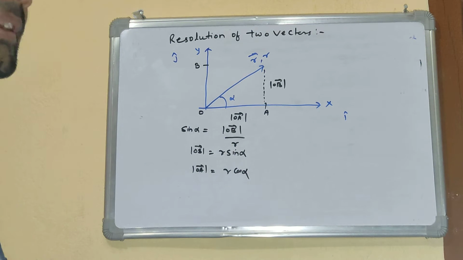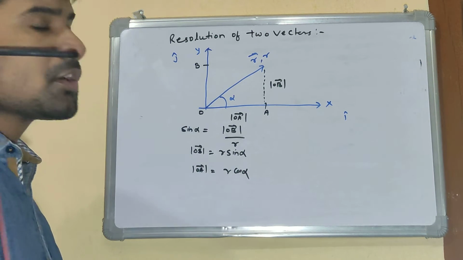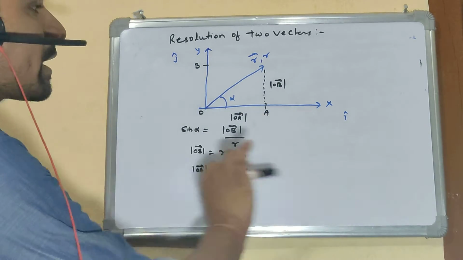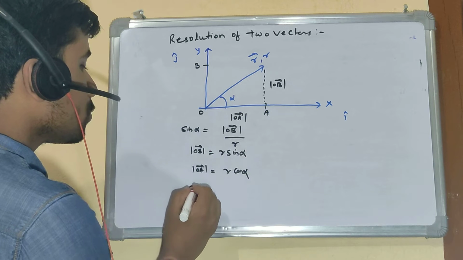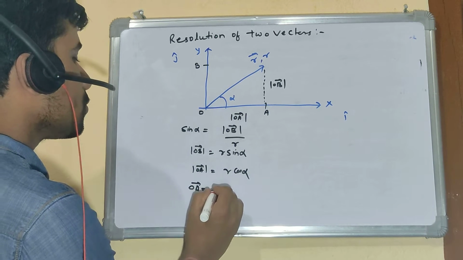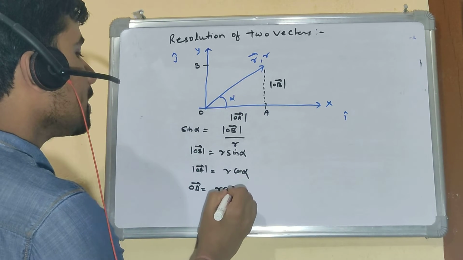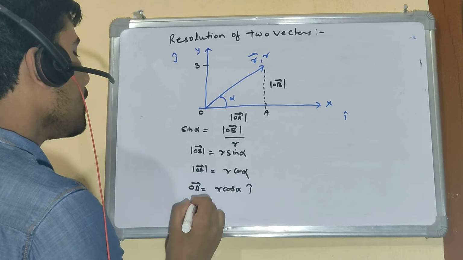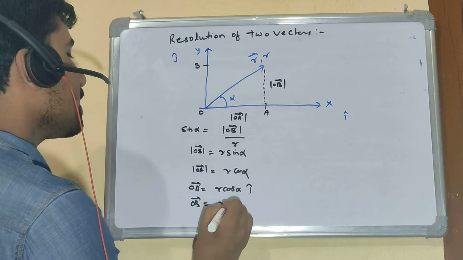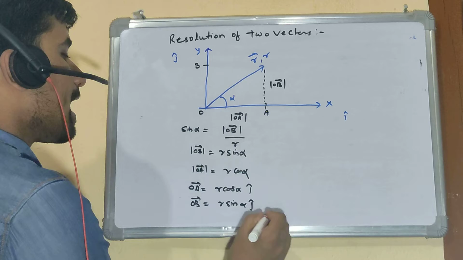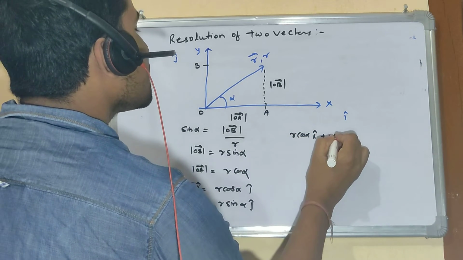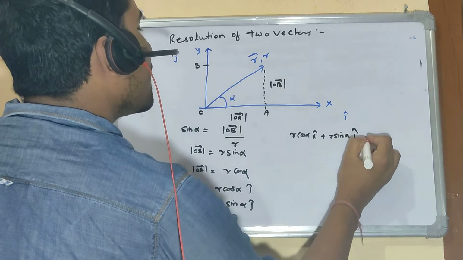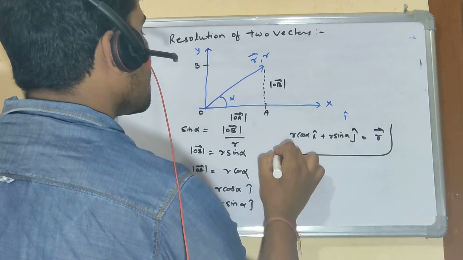So now I have calculated the magnitudes. Can I find the vectors in x and y direction, OA and OB? It's very simple. To represent a vector, you just need a unit vector. So OA vector will be R cos alpha i cap, and OB will be R sin alpha j cap. If I add these two, R cos alpha i cap plus R sin alpha j cap, I'll get the R vector.